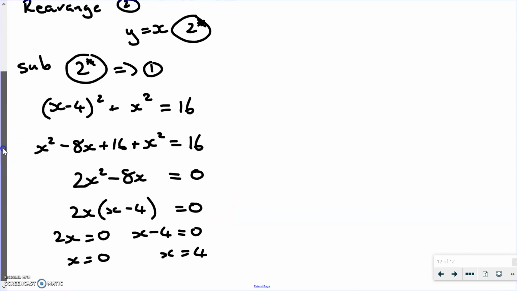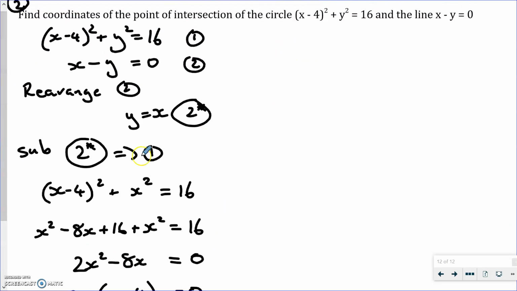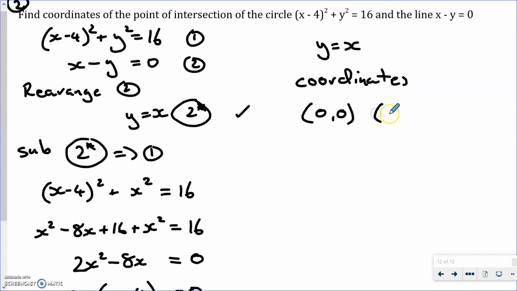We'll go back up to the original equations. You can say equation 2 star, y equals x. So when we substitute, our coordinates become: when x equals 0, y equals 0; when x equals 4, y equals 4. Okay, so the basic rule here, remember: when you've got nonlinear equations, substitute.